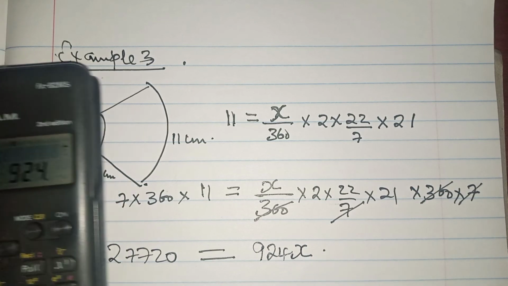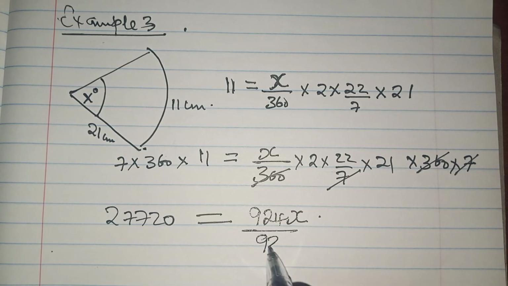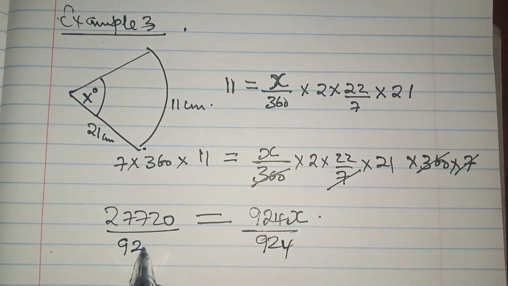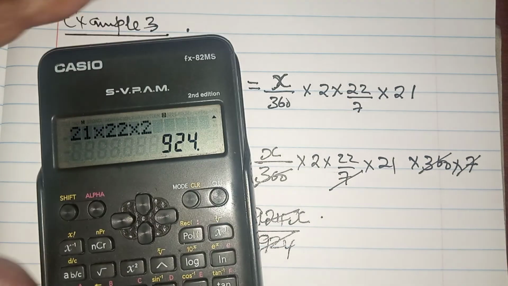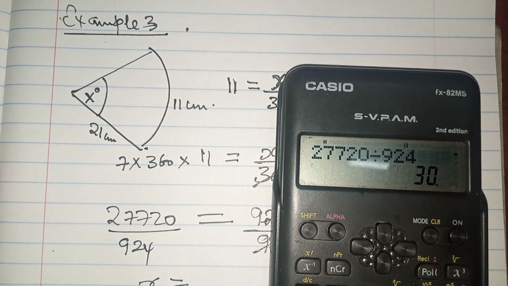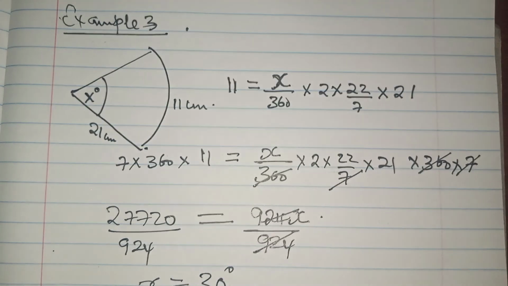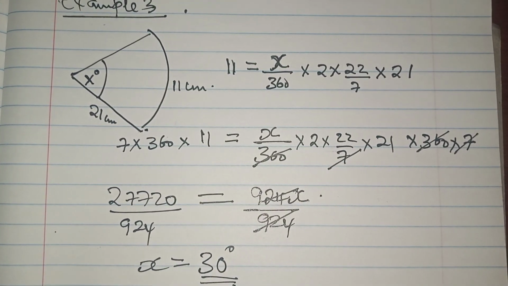Now, to make x the subject of the formula, you divide by 924, divide by 924, and that cancels out, and x is going to be 27,720 divided by 924, which is 30 degrees. So x is 30 degrees. The angle subtended at the center of the circle is actually 30 degrees.